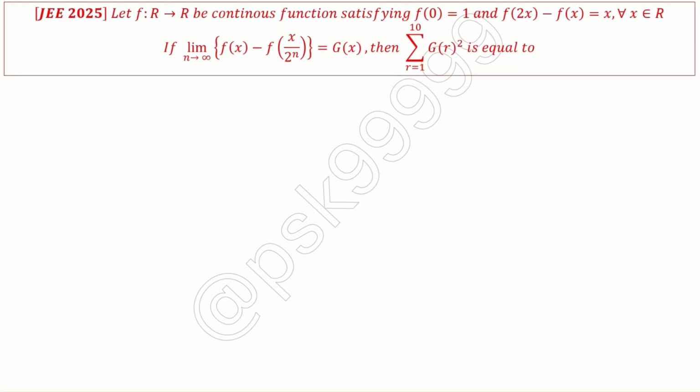Next. Let f be a function defined from R to R, continuous, satisfying f of 0 equal to 1 and f of 2x minus f of x is equal to x for all x belongs to real numbers. So if limit n tends to infinity, f of x minus f of x by 2 to the power of n is equal to g of x, then what is the value of sigma of g of r square, r is from 1 to 10?